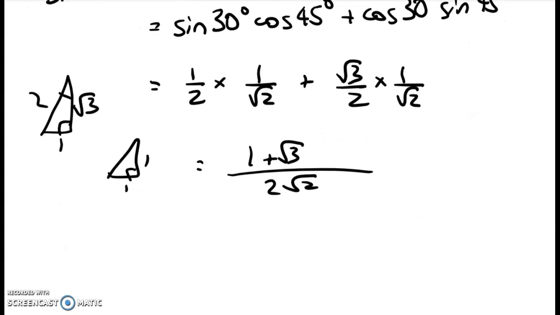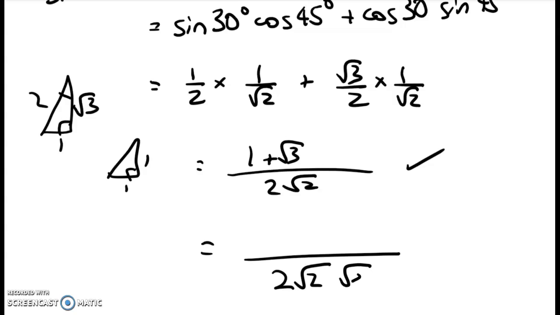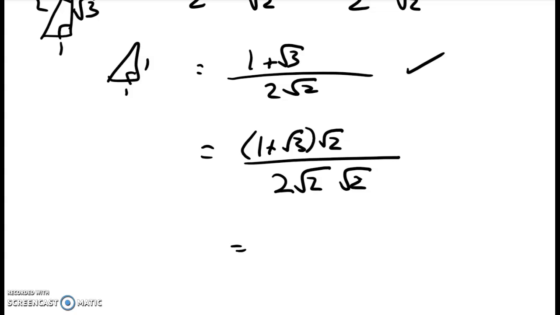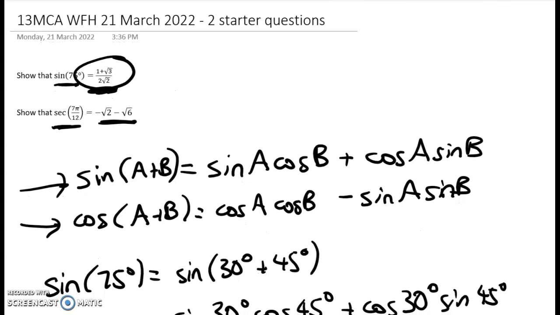Now, if we wanted to rationalize that, if we'd been asked to show something else, we could multiply the numerator and the denominator by root 2. So this is rationalizing the denominator from last year. We get root 2 plus root 6 over 4. So that would also be a tick. But in this case, we've been asked to show that, so we can stop right there.